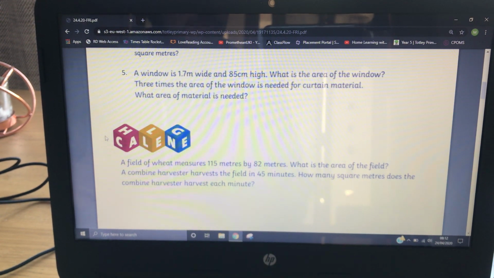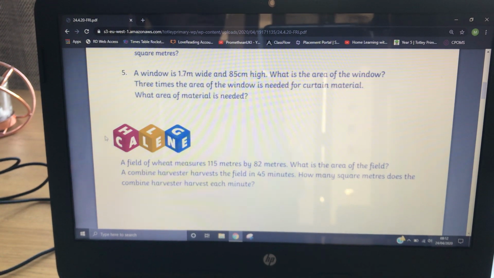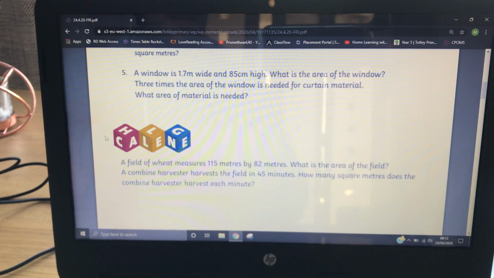Okay, so I totally know that some of us won't have a look at that challenge. That's fine. For those who do, hopefully you found the area there, and you divide it by the 45 minutes that it took to do it.